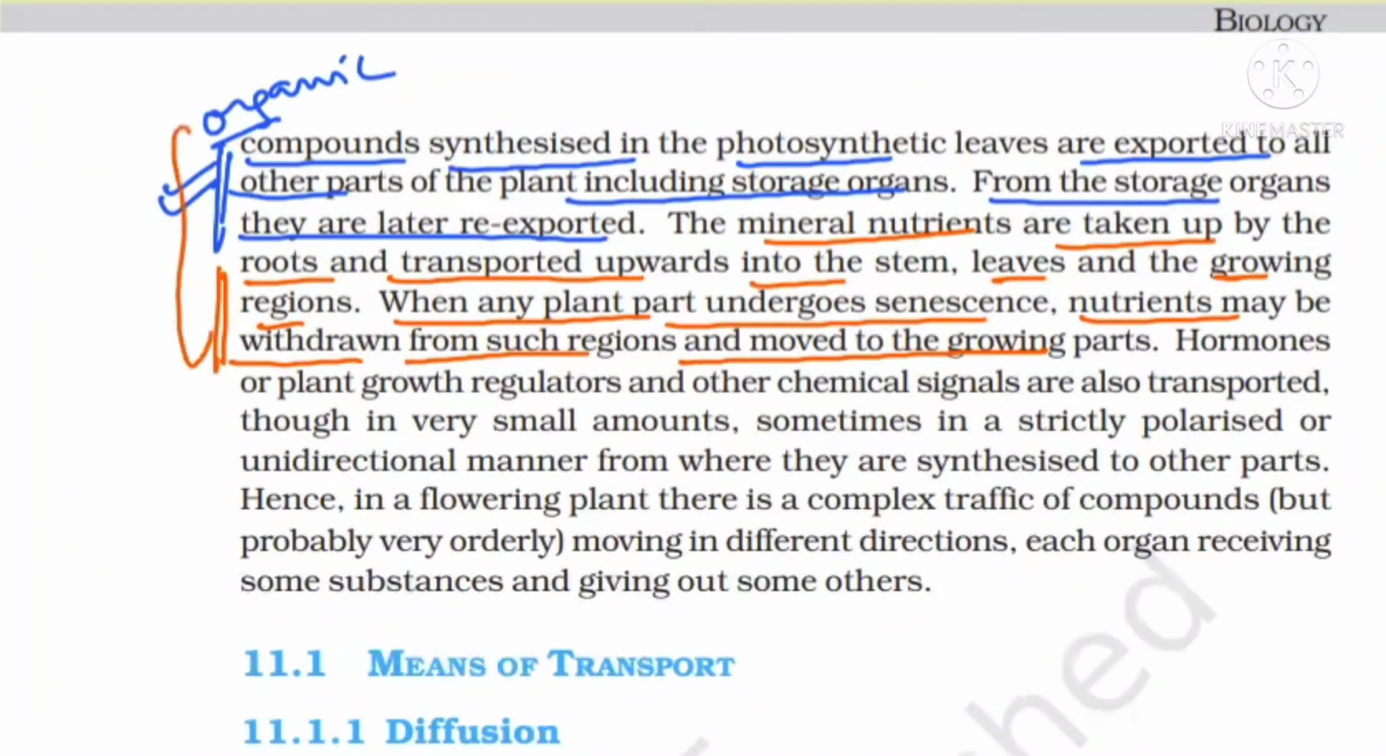So this paragraph tried to explain what is the reason why in the phloem the bidirectional, or you can say multidirectional, concept is working for these two. Is it clear? It can be multidirectional.